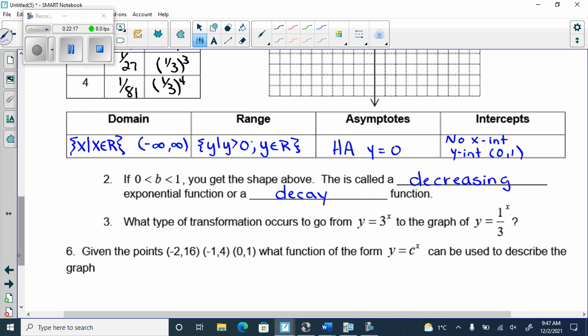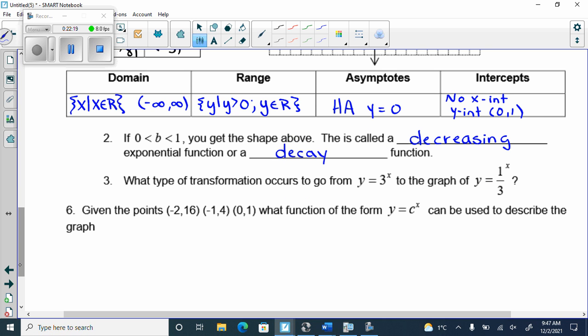This is something to look at for tomorrow. We're looking at it ahead of time. The only way we can actually compare exponential graphs is if their bases are the same. So right now for this one, I have y equals 3 to the x, and then I have y equals 1/3 to the x. These are the bases, the 3 and the 1/3.